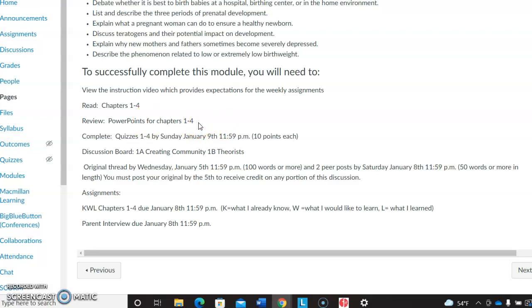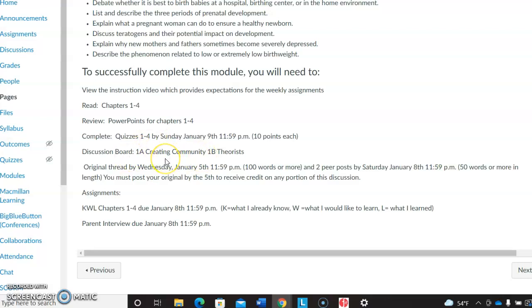And again, all of this is embedded in Module 1. You want to complete quizzes 1 through 4 by Sunday, January 9th. So every single week, the quizzes are due by Sunday. They are worth 10 points each. So keep in mind, there are some things due: your discussion boards, the original thread is due Wednesday, and the 2 peer posts are due Saturday. And then all your assignments are typically due on Saturday as well. So Sunday, the quizzes are due. I try to separate the days for you, so you'll remember you have until Sunday to take your quizzes.